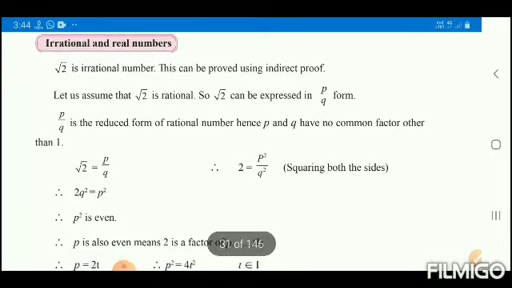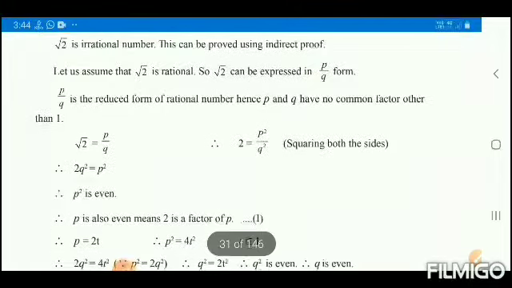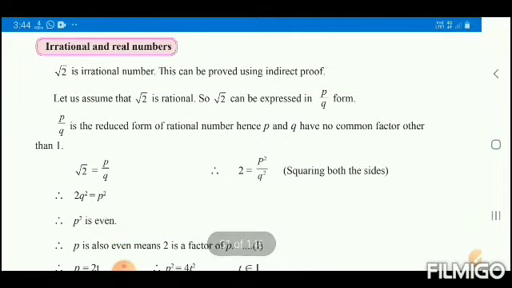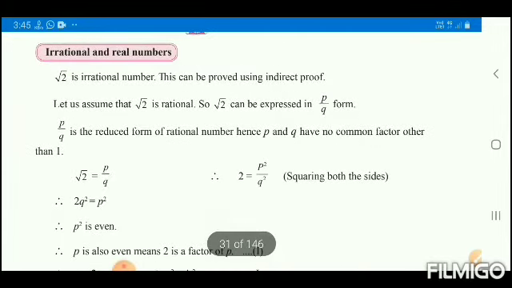Now root 2 is an irrational number. This can be proved using the indirect proof. You know it. What is meant by indirect proof? In an indirect proof, we assume that whatever is given in the statement is wrong, and then by contradiction, we prove that it is right. So here, let us assume that root 2 is not irrational. Not irrational means it is a rational number. So let us assume that root 2 is a rational number.